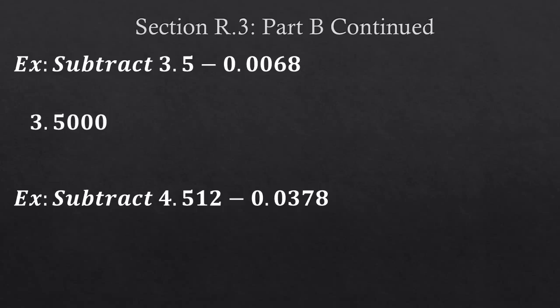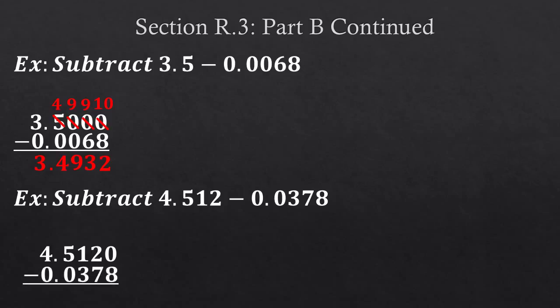3.5 can actually be written as 3.5000. Line your decimal up secondly. There's some borrowing going on, so notice what's happening. Eight from 10 is 2. 6 from 9 is 3. 0 from 9 is 9. 0 from 4 is 4. And 0 from 3 is 3. Remember to bring your decimal down.